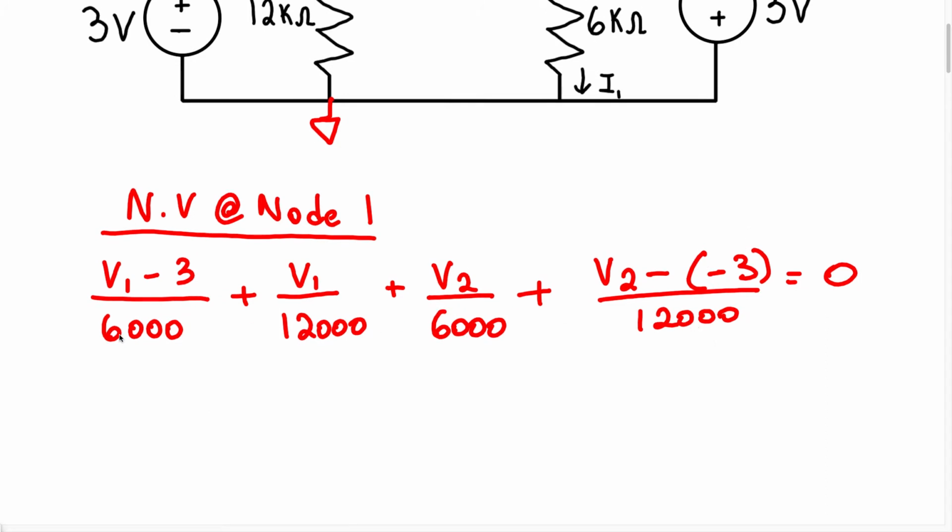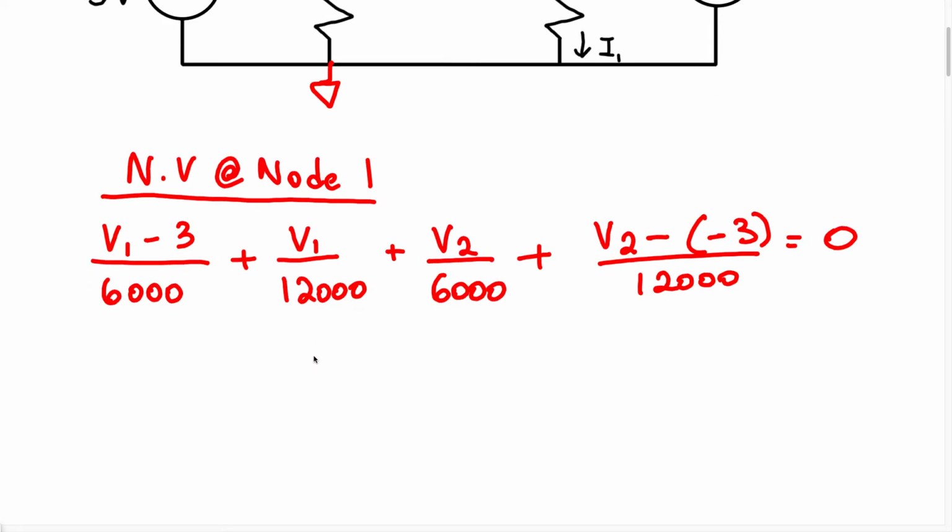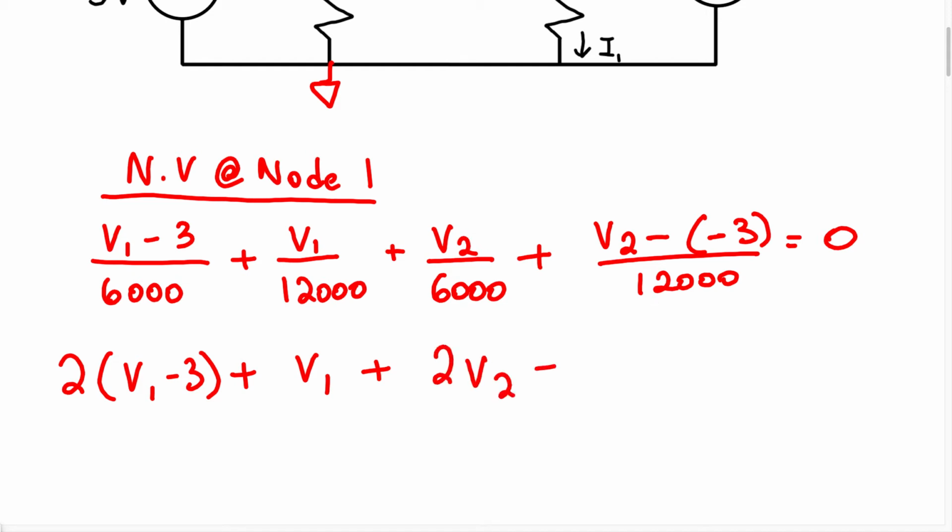We know the LCD is going to be 12,000, so we're going to multiply each term by 12,000. When we multiply the first term by 12,000, we're going to get 2V1 minus 3 plus, when we multiply the second term by 12,000, we're just going to be left with V1 plus, when we multiply the third term by the LCD 12,000, we're going to get 2V2 plus, when we multiply our last term by 12,000, we're just going to be left with V2 plus 3 equals 0.